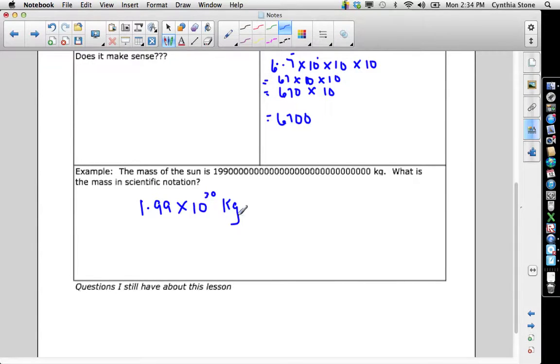Another big obstacle with working with scientific notation is getting it in your calculator properly, and we'll do that in class together. Okay? So any questions you still have, go ahead, write it down, but that's the lesson on scientific notation.